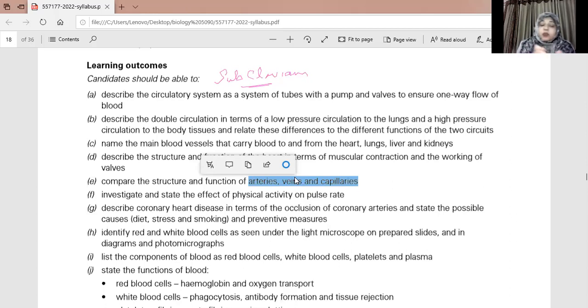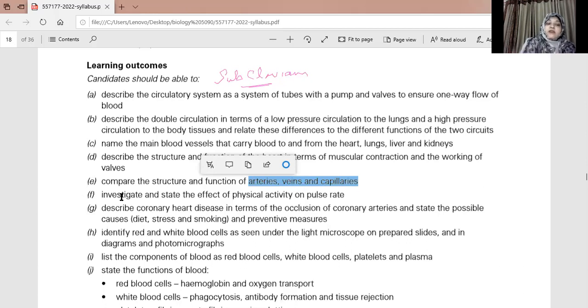Last one is related with the lumen. Arteries have narrow lumen, whereas veins have wide lumen. Please, wide and narrow are the proper adjectives for arteries and veins. Please don't write bigger or smaller. These two words are not allowed for this one.